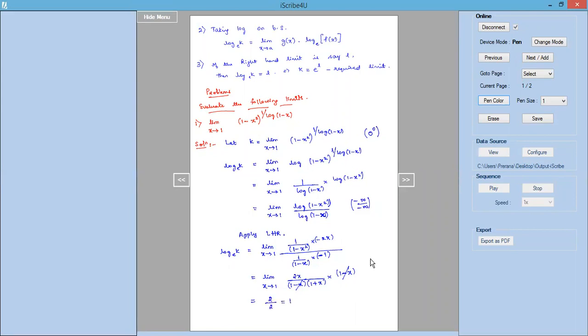So I have log k is equal to 1, which implies k is equal to e power 1. Taking anti-log on both sides, k is equal to e power 1, which is the required limit value. So this is how we evaluate limits which are of the form 0 power 0, infinity power 0, or 1 power infinity.